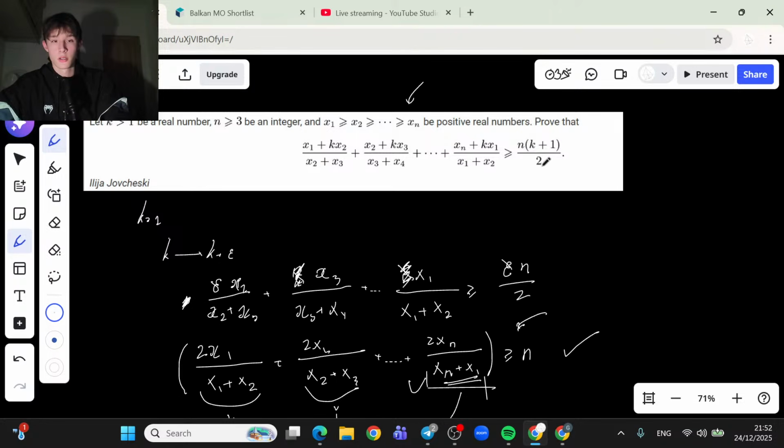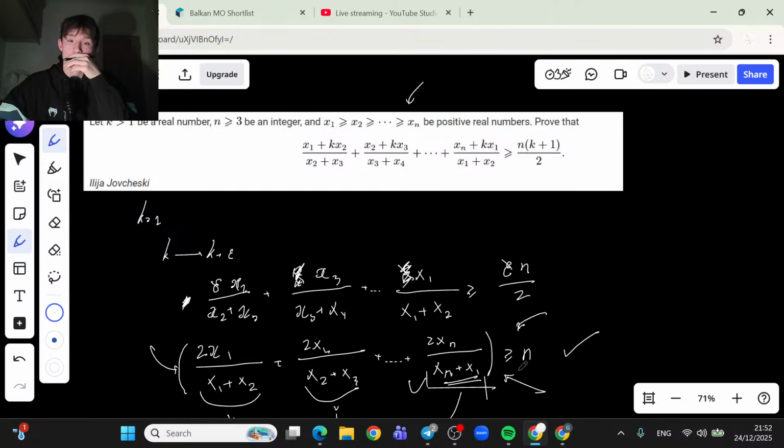So k is greater than 1. If k was 0, for example, the right-hand side would just be n over 2, and this thing would be the same as this. So I don't think even this is true. So I think inducting in this question is just death.